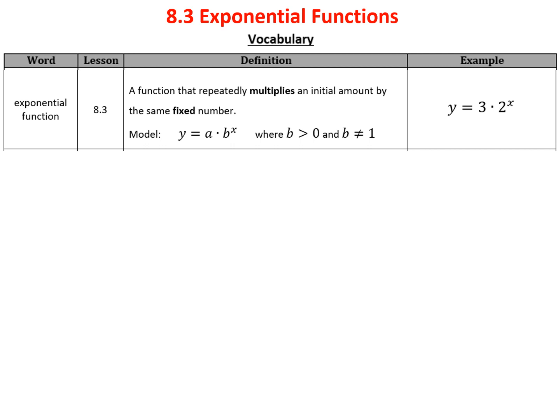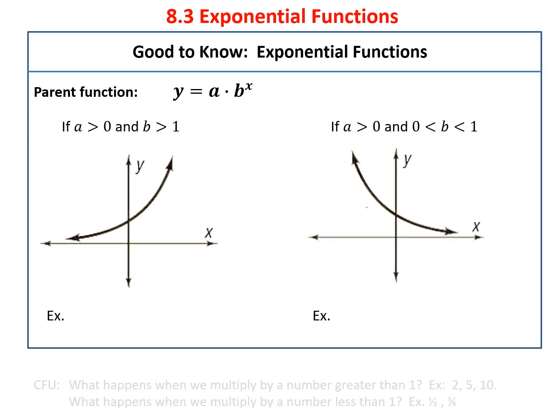You see it has the form of y equals a times b to the x, where b is greater than 0 and b does not equal 1. For an example on the right there, y equals 3 times 2 to the x. That means we start with an initial value of 3 and we continue to multiply it by 2. That's what we saw in the geometric sequence, but an exponential function is actually a continuous line, as we're going to discover.